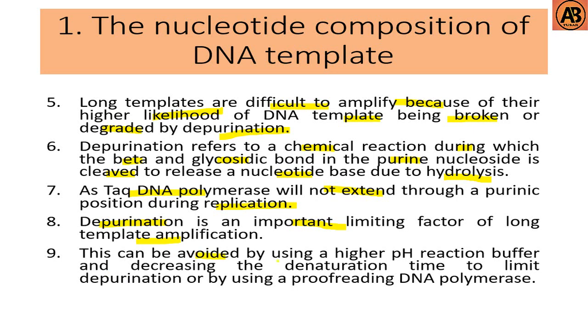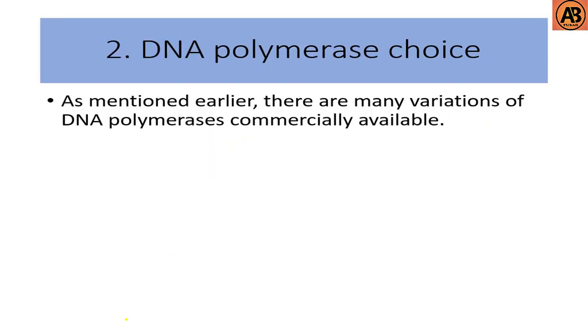This can be avoided by using a higher pH reaction buffer and decreasing the denaturation time to limit depurination, or by using proofreading DNA polymerase. So this is all about the nucleotide composition of DNA template. Then next factor is DNA polymerase choice.